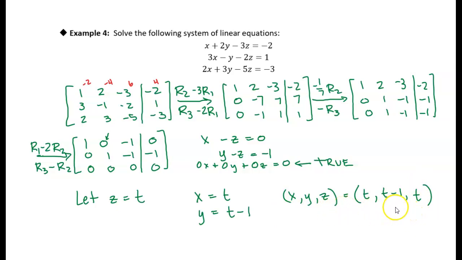It's dependent on what t is, right? So we call this a dependent system of equations. It's dependent on t. But that's my solution. I get an infinite number of solutions depending on what t is.